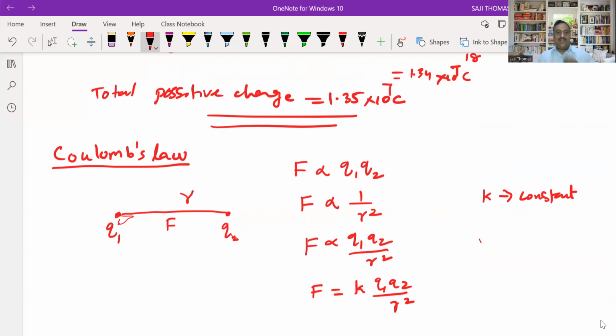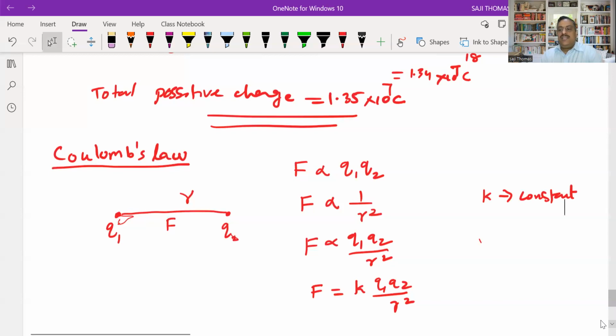So we can state Coulomb's law now. The electrostatic force between 2 point charges is directly proportional to the product of the magnitude of the charges and inversely proportional to the square of the distance between the charges.